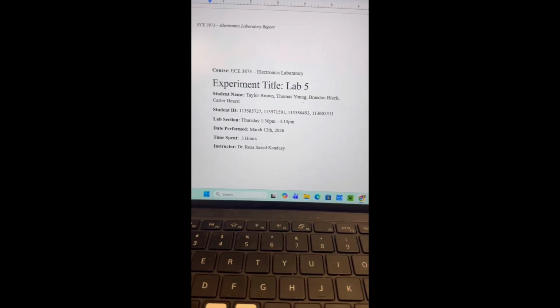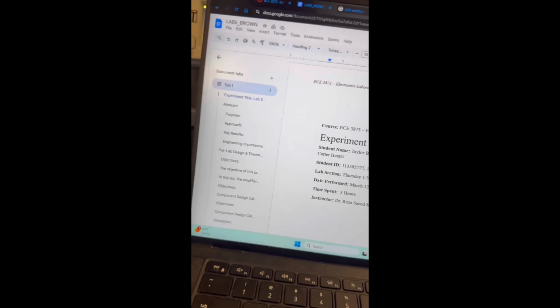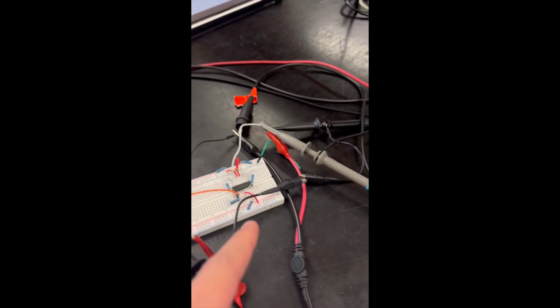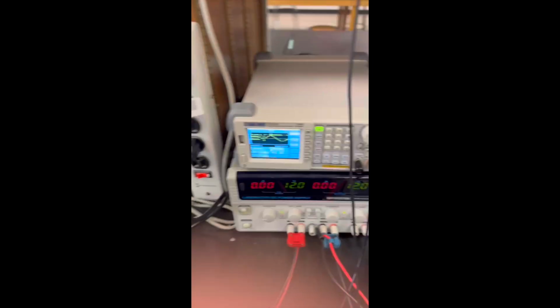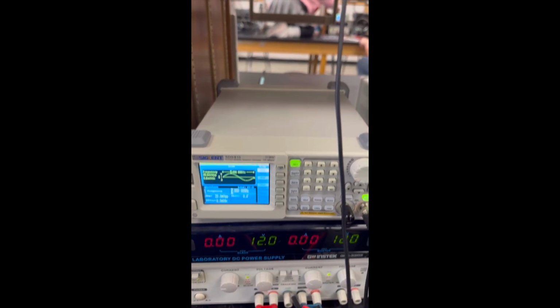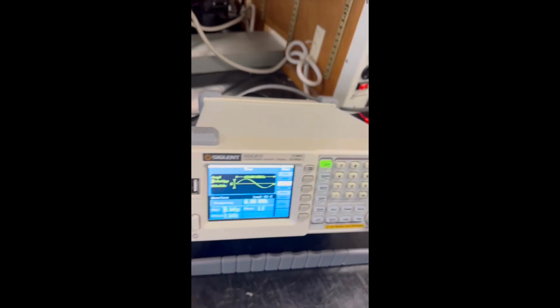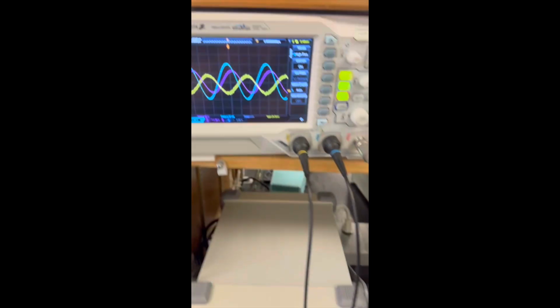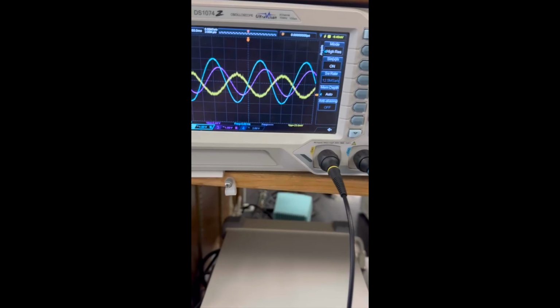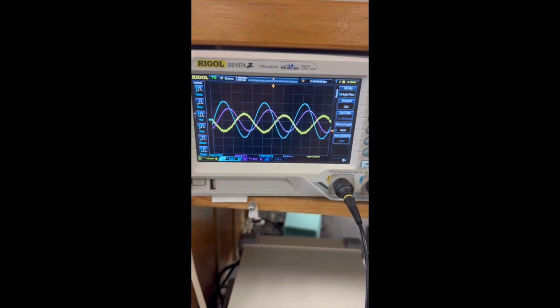This is Carter Hurst doing the final experiment where they're all together. This is our notch, and here is our LM 311. Here is a frequency of 5 hertz. Here's our second frequency generator at 60 hertz. Here's the waveform. The one we're looking at is the output, the yellow one.